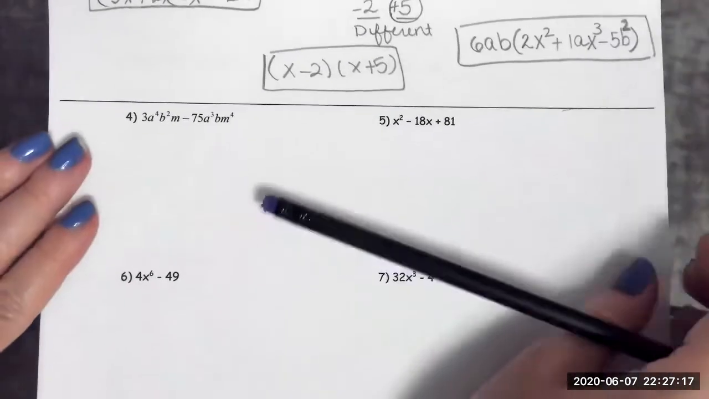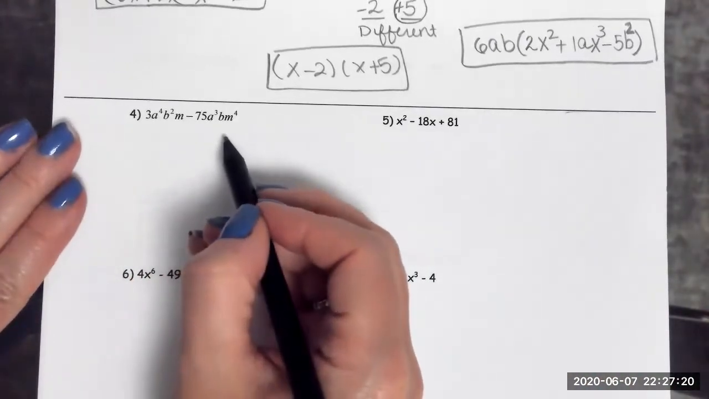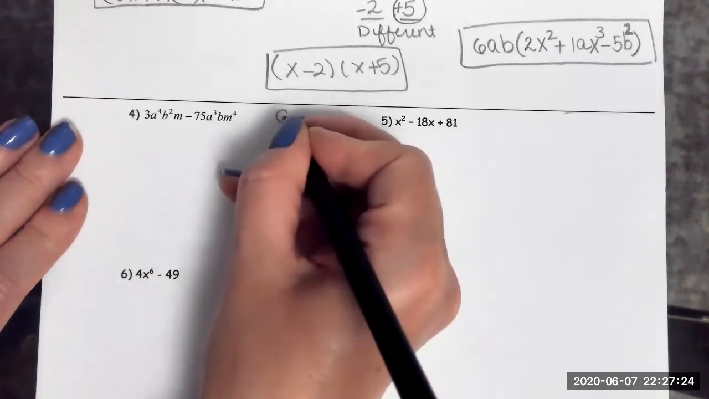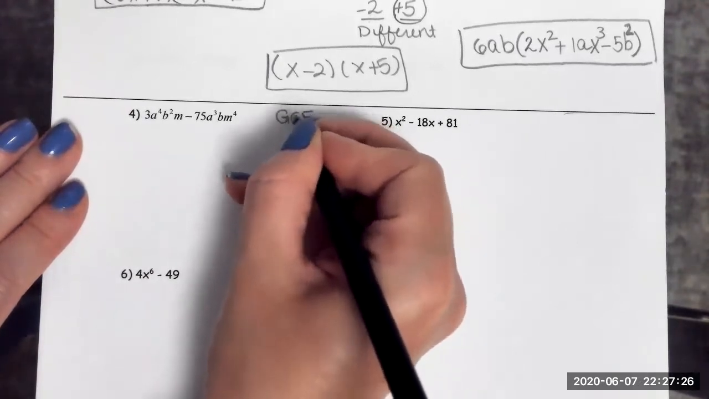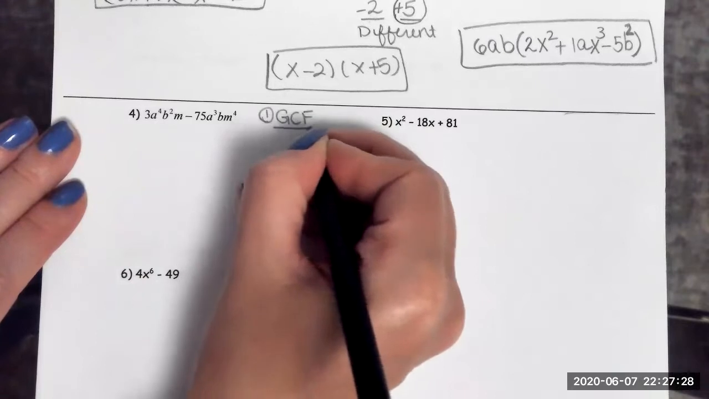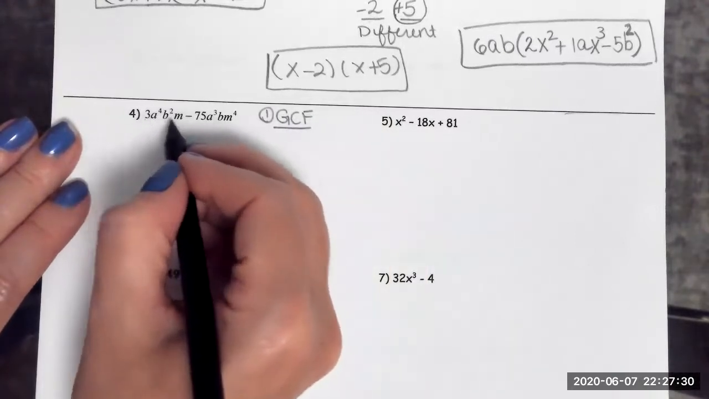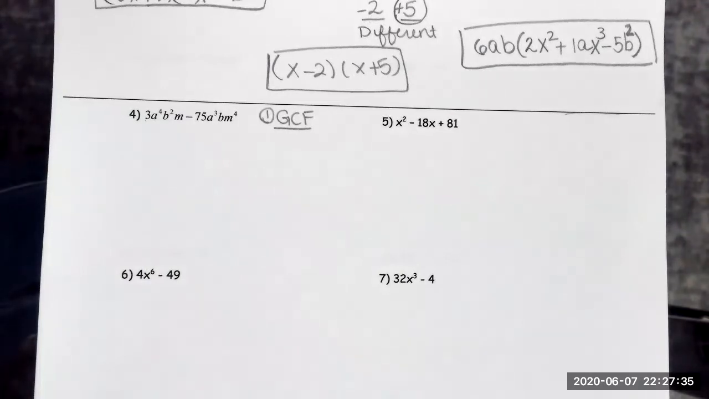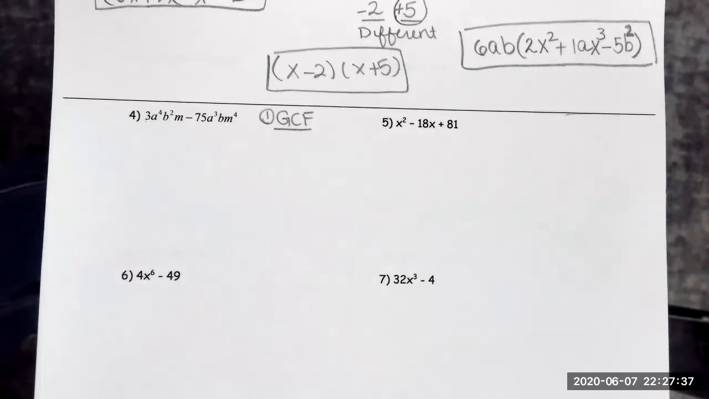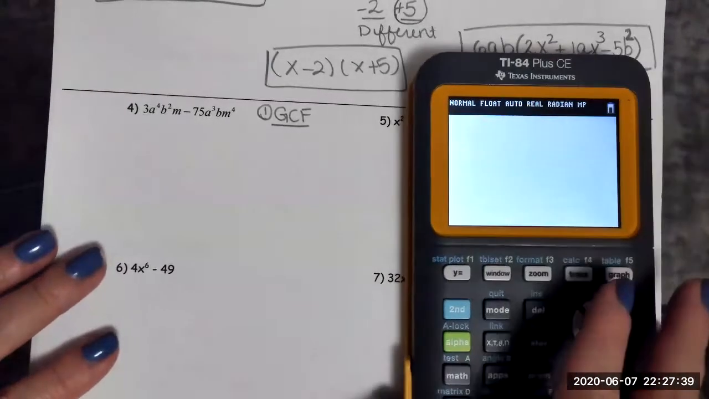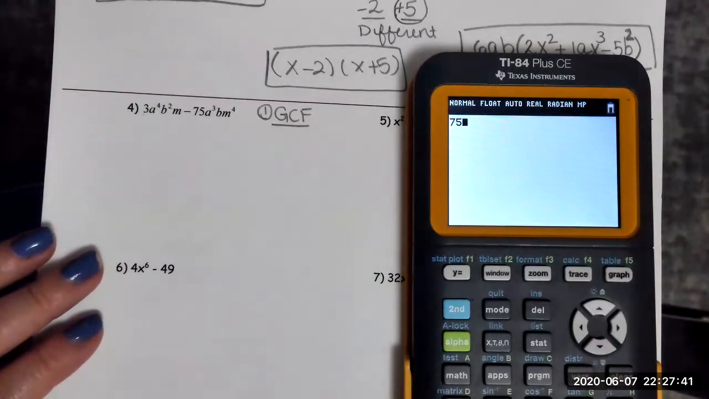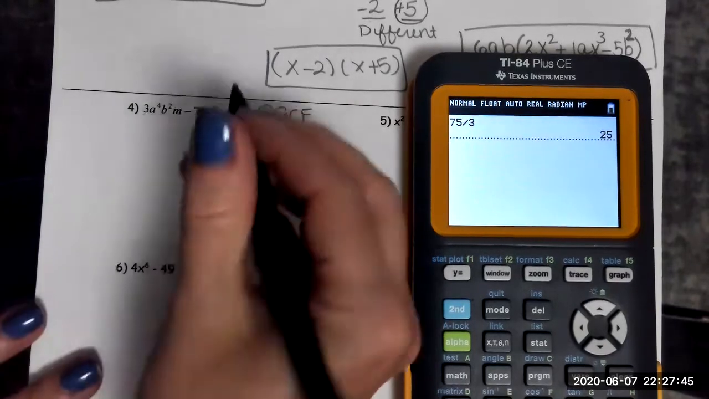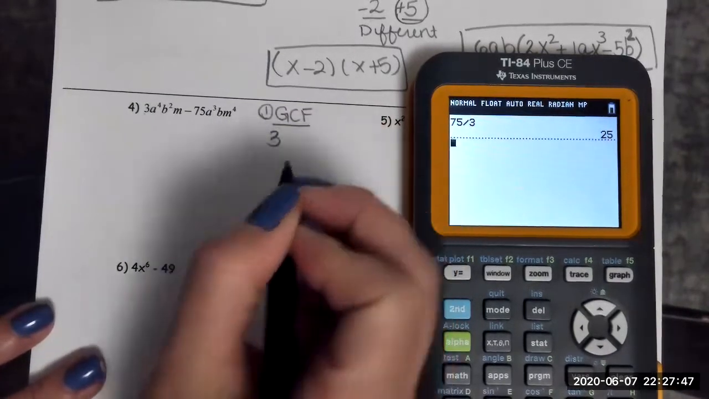So on number 4, what kind of factoring will we try first? And my answer, of course, is always going to be GCF. That's always my number 1. So let's see if we can find something in common. 3 and 75. So you know what I'm going to say. We always want to check to see if it's the smaller of the two numbers. So I'm going to take my calculator and divide 75 by 3 and see if it divides evenly. Yes, it does. So my GCF is definitely going to have 3 in it.